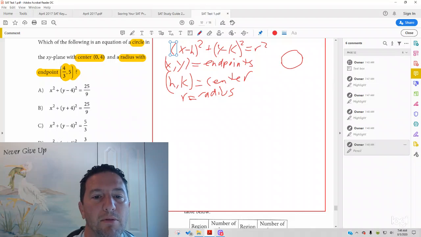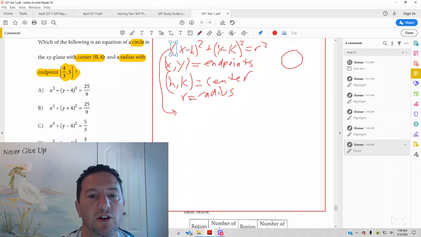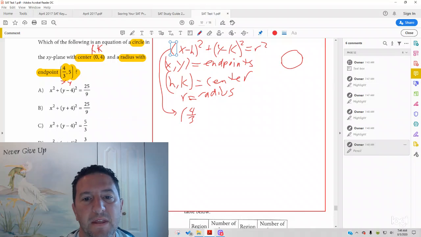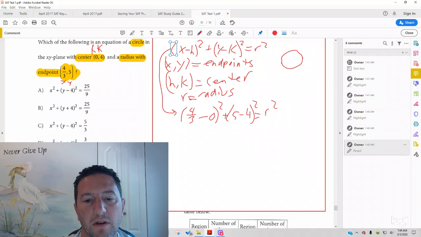So if we plug into that original equation, my endpoints in place of x, I'm going to put 4/3, because this is my x, y, and this is my h and my k. So 4/3 minus my h, which is 0, quantity squared, plus my y, which is 5, minus my k, which is 4, quantity squared, equals r squared. And here what I wind up with is (4/3) squared plus 1 squared equals r squared.